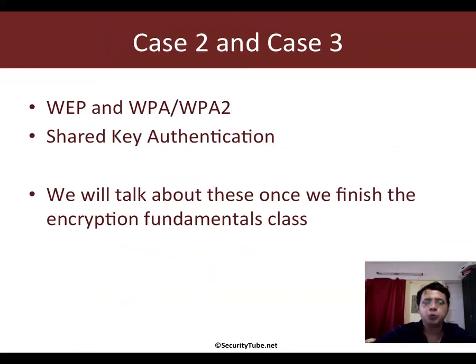Now comes case 2 and 3, which is what happens if the access point which was currently stored in the PNL or the preferred network list is using WEP or WPA, WPA2, or even shared key authentication as an example, right? Now we will talk about all of these cases. Please don't worry, we'll take up these cases, but a little later, after we finish first talking about encryption and cracking different encryption mechanisms in wireless, right? So hold on, I haven't forgotten about these cases. We will take them up.